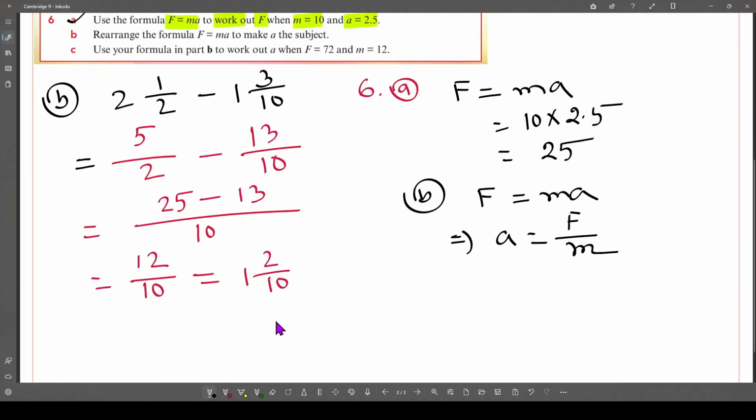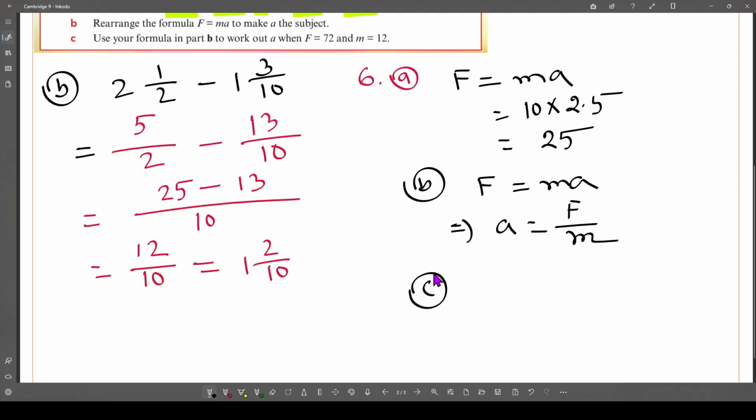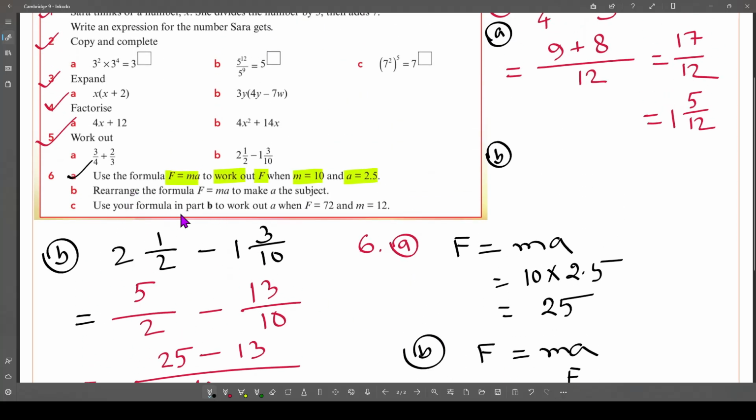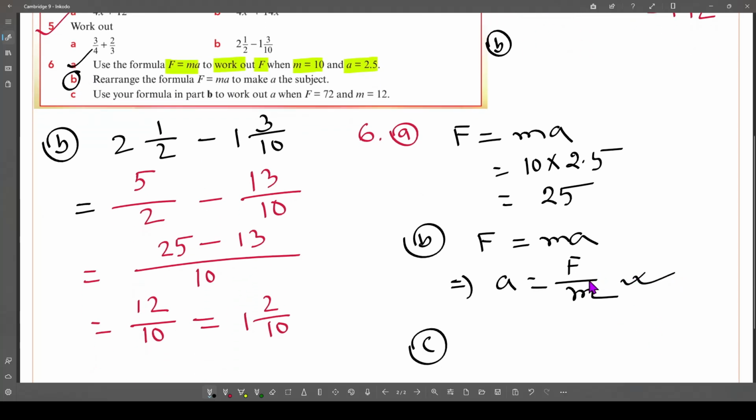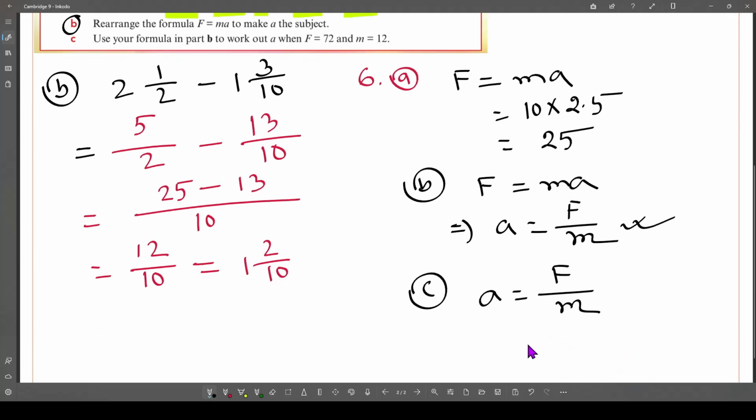Okay, then number C, use your formula in part B. So it means part B, which is this one, the rearranged formula, to work out a when F equals 72 and m equals 12. So a equals F by m. Now F equals 72, right, and m equals 12. So 72 divided by 12 is 6, and this is our result.